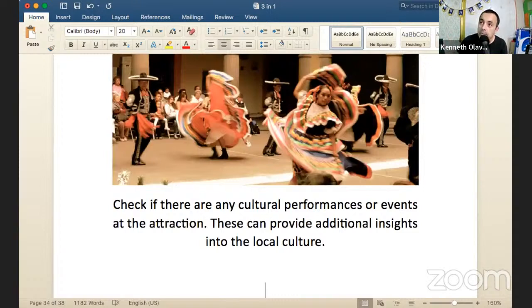So the locals are going to think, "Oh, this man is not just a normal, silly, stupid tourist coming to my country. He really cares for our culture and for what is going on." For that reason, it's always good advice to join cultural events.